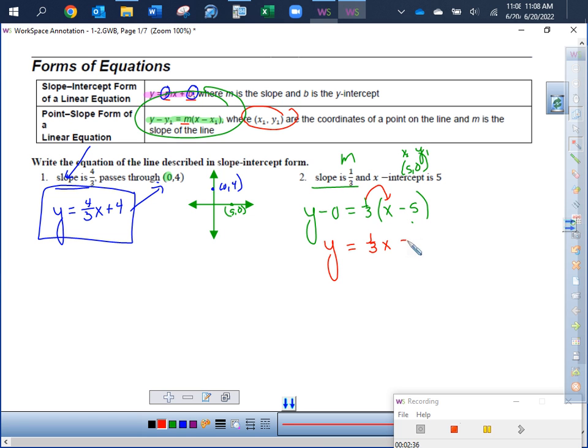Well, I do the sign first. That's going to be negative. You got a positive times a negative. And I'm going to make this a fraction so I can multiply them together easily. 1 times 5 is 5, and 3 times 1 is 3, and we're done. We've got y all by itself. y equals mx plus b in that case. Slope of 1/3, y-intercept of negative 5/3.